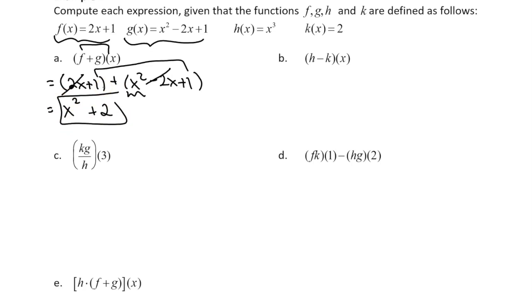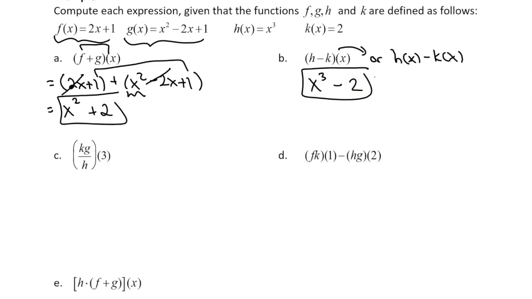If we have h of x minus k of x, something like this, if this looks weird, just remember it's the exact same as saying h of x minus k of x. And our h of x value is going to be x cubed, and our k of x value is going to be 2. So we have x cubed subtract 2.